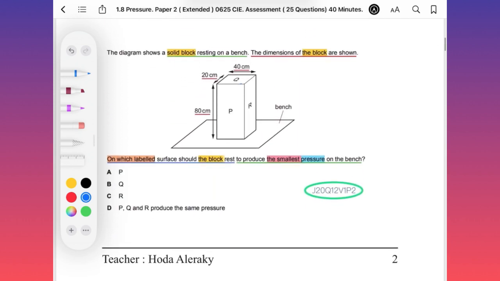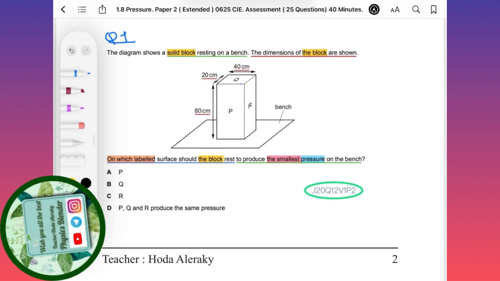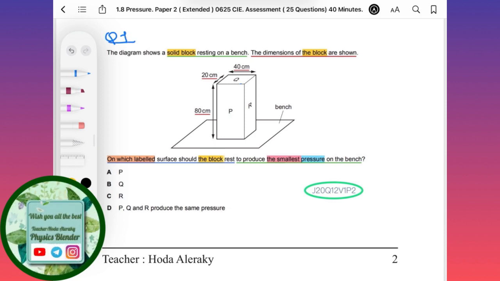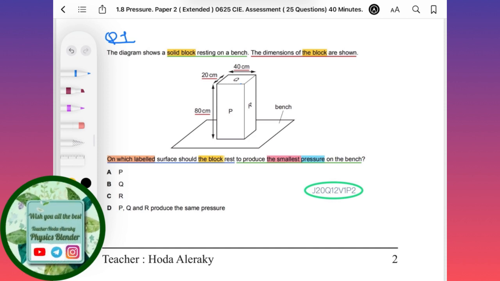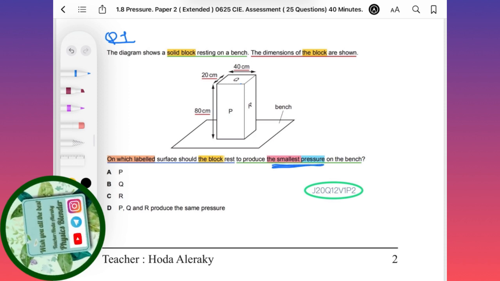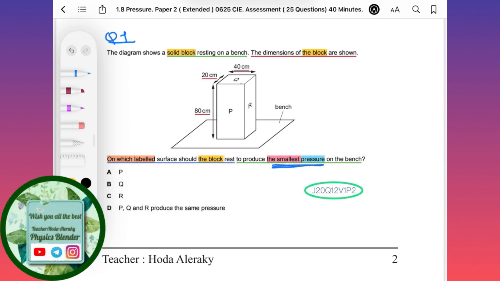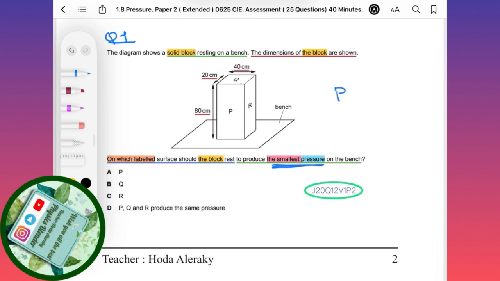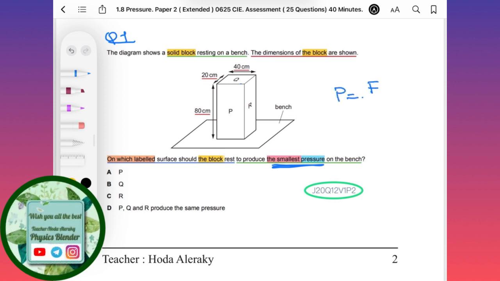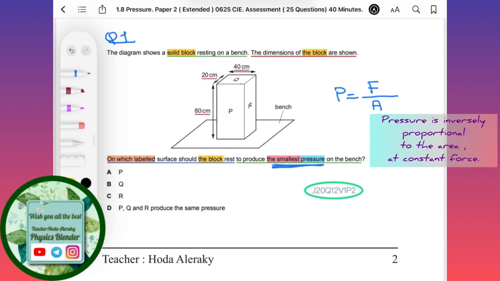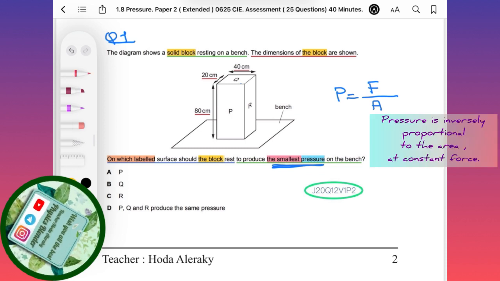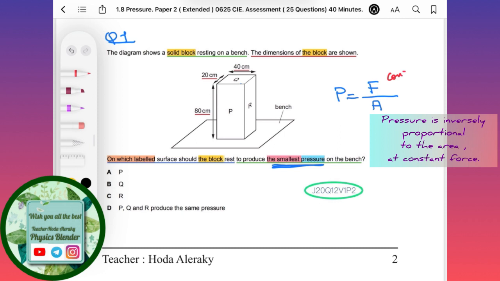Question number 1 is discussing a solid block resting on a bench. The dimensions are shown. On which labeled surface should the block rest to produce the smallest pressure? Back to the equation used to calculate pressure. Pressure is equal to applied force divided by area of contact. In this case, the applied force is the weight of the block, which is constant here. So the weight of the block is constant.